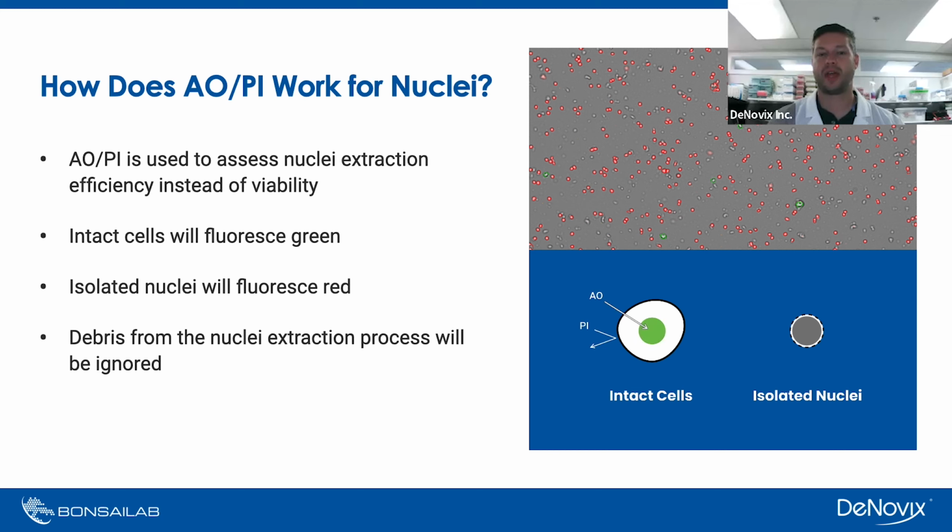When we're talking about AOPI for nuclei, the concept is very similar, except you're using it in this case to assess the extraction efficiency of the nuclei instead of the viability. So intact cells will have a green fluorescent signal again, and isolated nuclei, since they don't have the cell membrane to exclude the PI dye, will fluoresce red. Any debris from the nuclei extraction process will be ignored by a cell counter, such as the CellDrop.